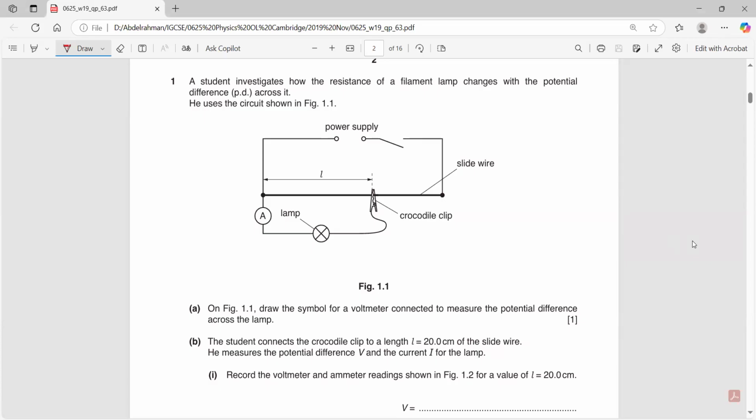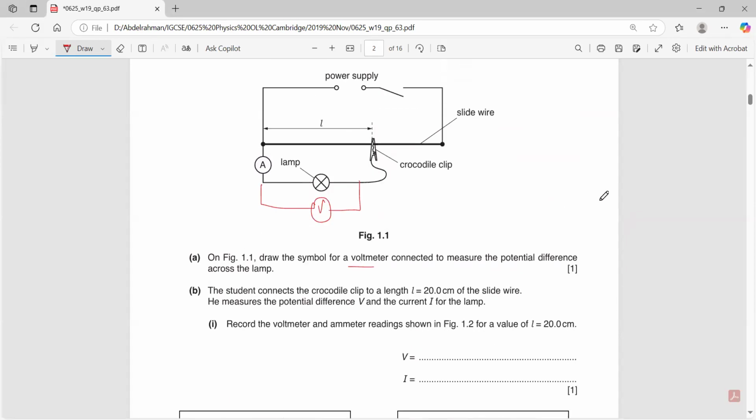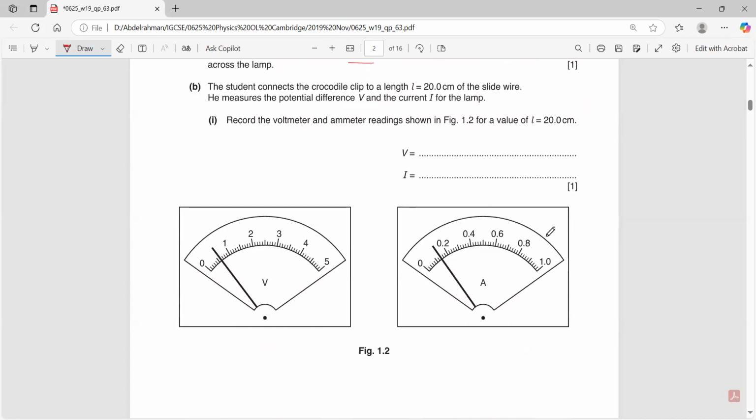Can I draw the voltmeter to measure the potential difference across the lamp? So you have a voltmeter across the lamp. That's it. He connects the crocodile clip at a length L of 20 centimeters. He records the voltage V and the current I.